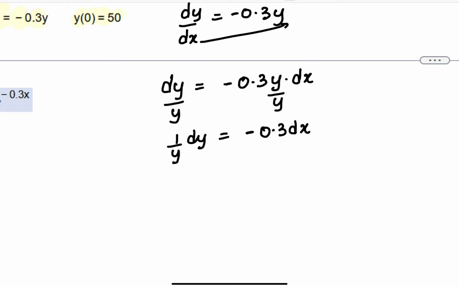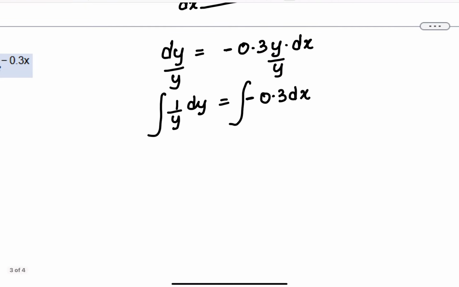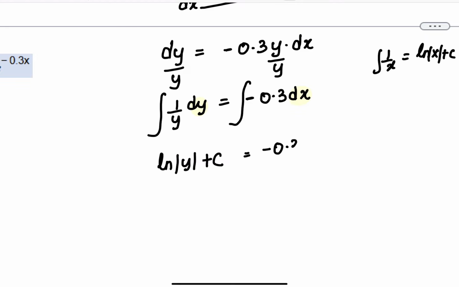And now, to get back to y, what do we do? Integral. So here, 1 over y, remember, the integral of 1 over x is ln absolute value of x plus c. So the integral of 1 over y is ln absolute value of y plus c because I'm differentiating with respect to y. Now here, the integral of negative 0.3 dx. Remember, if I don't have anything, there's always a 1. So this is negative 0.3, and the integral of 1 is x.